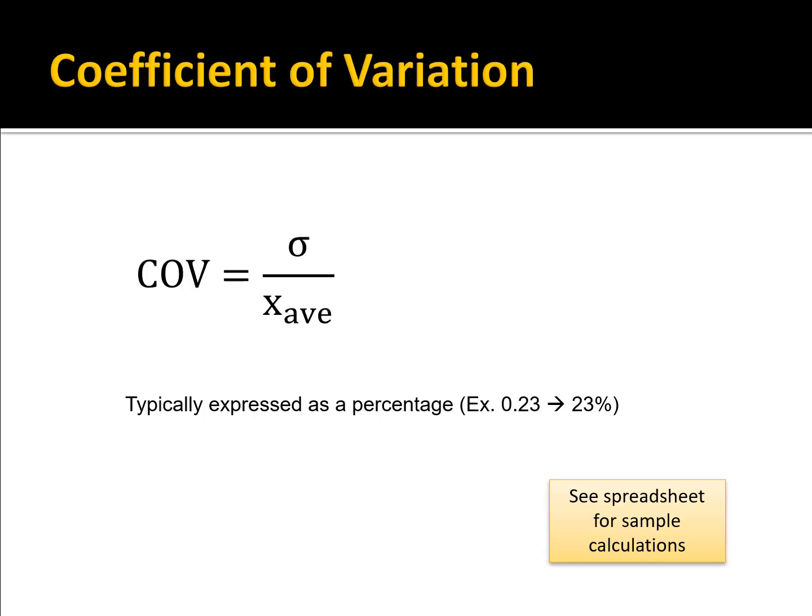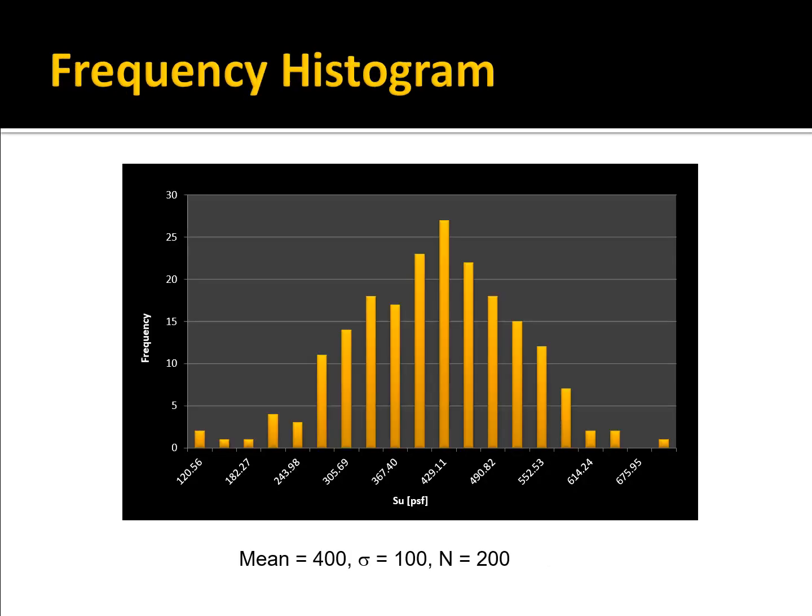The coefficient of variation is the standard deviation divided by the average value. What that does is normalize the standard deviation and put it in terms of a percentage. So, for example, a coefficient of variation of 0.23 or 23% means that on average, the sample values deviate from the mean by a magnitude of about 23%. It's a pretty intuitive and useful measure of the standard deviation. In our in-class exercise, we're going to go through some calculations on how to compute the coefficient of variation and the standard deviation.